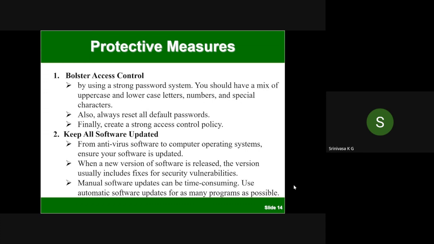The second one is keep all the software updated, from antivirus software to the computer operating system. Ensure that your software is updated. When a new version of the software is released, it usually includes fixes for security vulnerabilities. Manual software updates can be time consuming, so use automatic software updates for as many programs as possible.